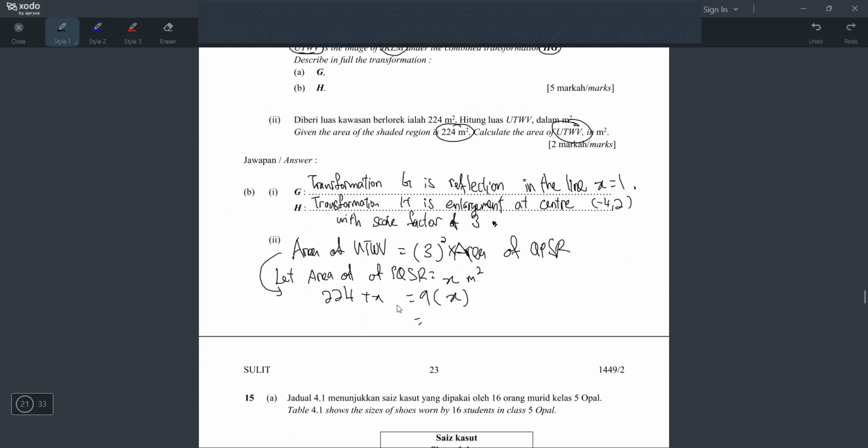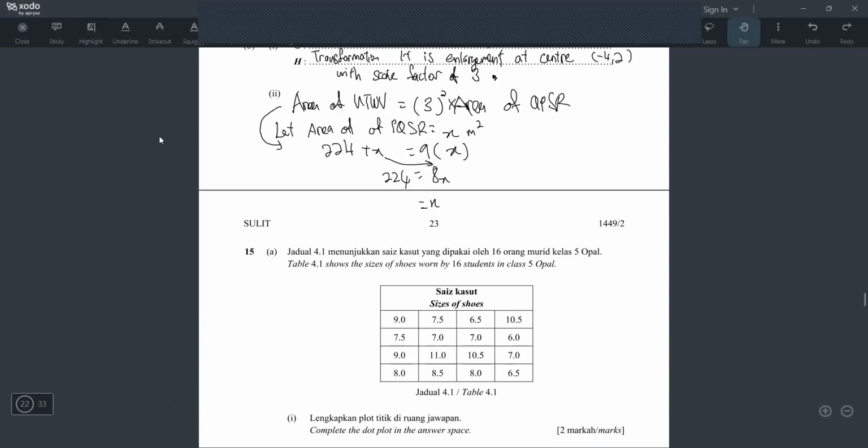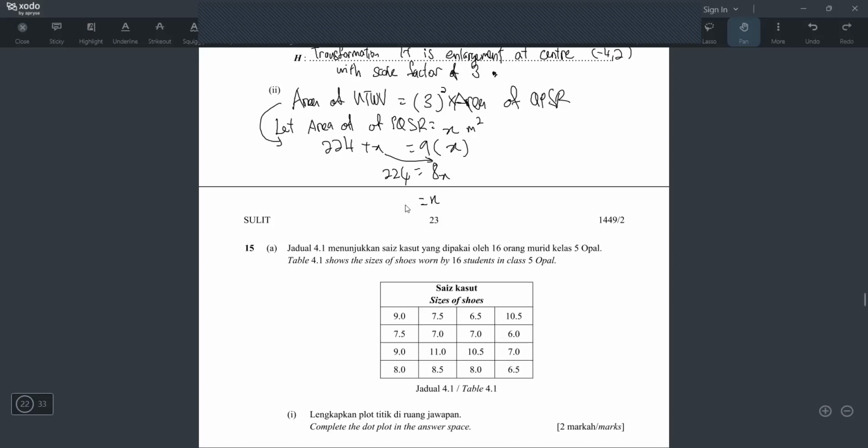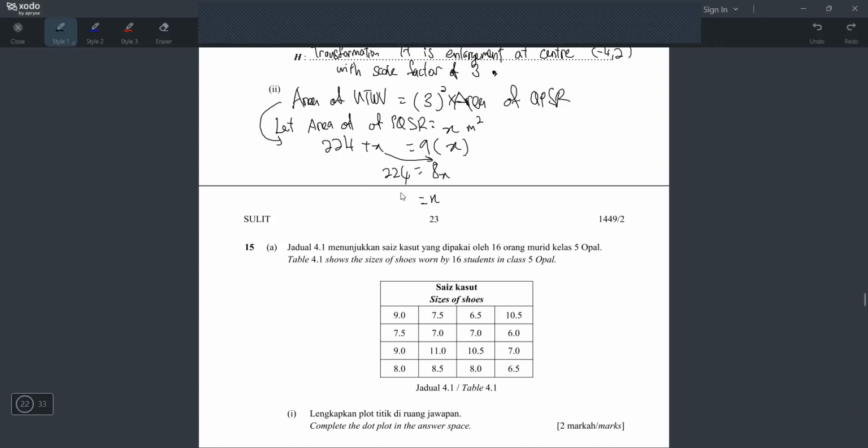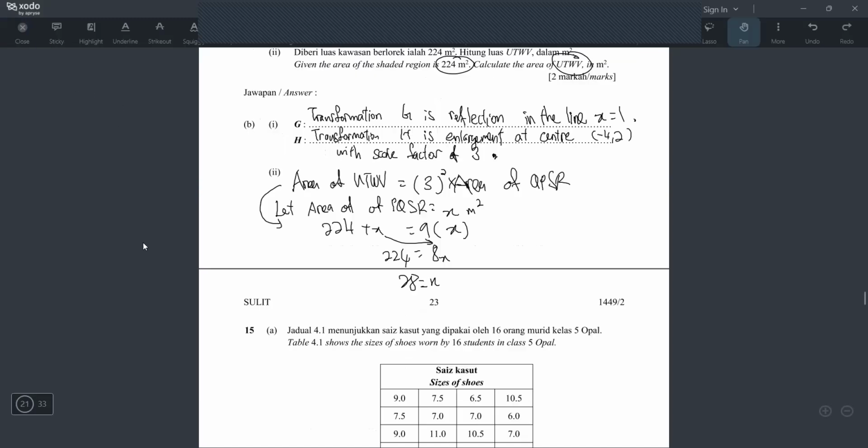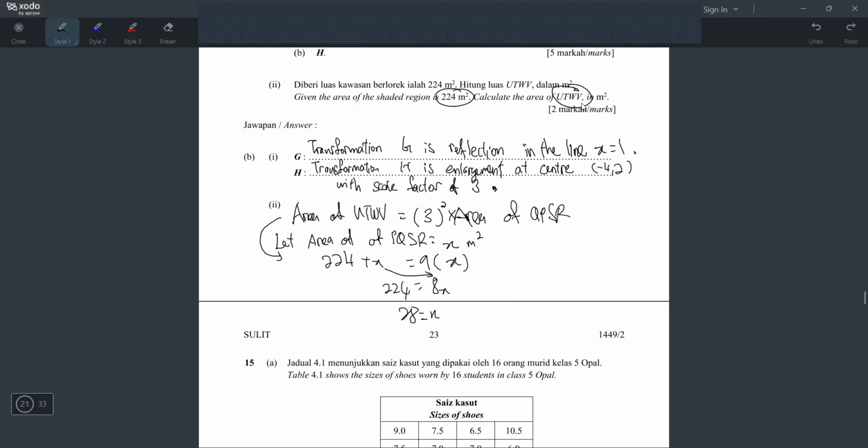Okay. 9 times X is 9X. Pindah plus jadi minus. 9 minus 1 dapat 8X sama dengan 224. So your X is 224 bahagi 8. So let's press 224 divide 8. Okay, saya dapat 28. Okay, 28 is the X. But X represents what? Area of PQSR. But this is not the final answer. What they want now? They want area of UTWV.